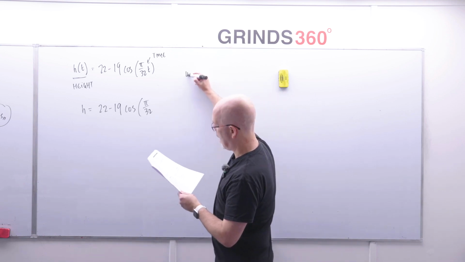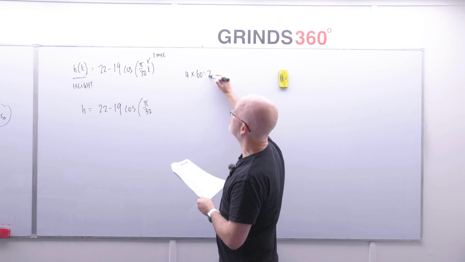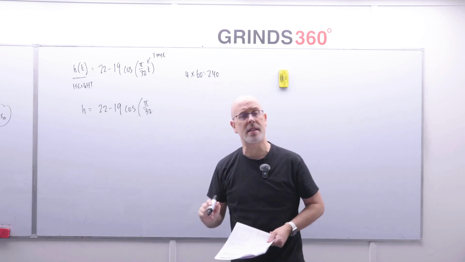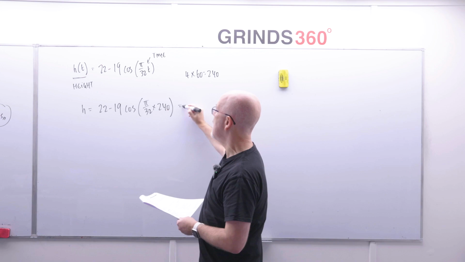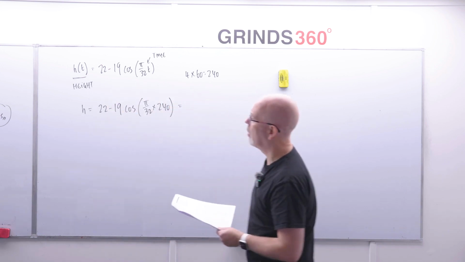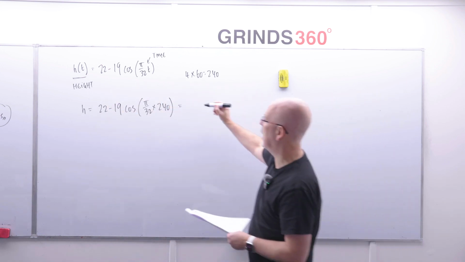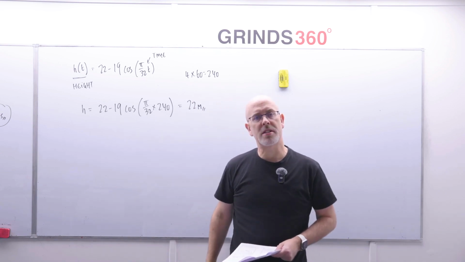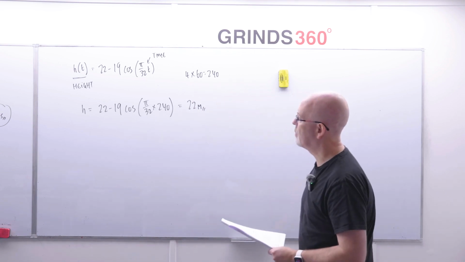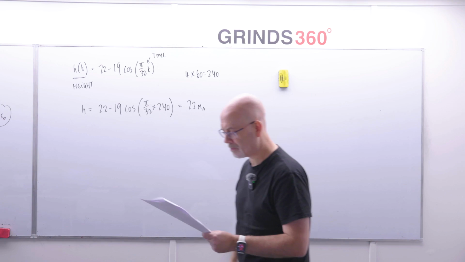So if I want to convert, it's just 4 by 60, which is 240 seconds. So 4 minutes is 240 seconds, and I want to put in 240 like that. Now the right-hand side is all numbers. I can just put that straight into my calculator and it comes out at 22 meters. So 22 meters off the ground after 240 seconds, which is 4 minutes.